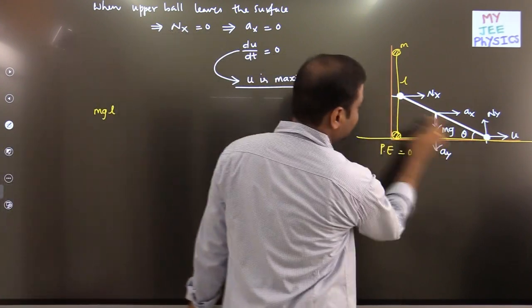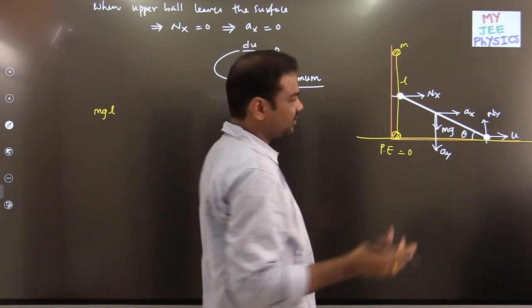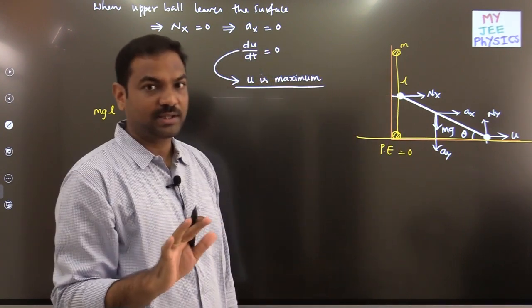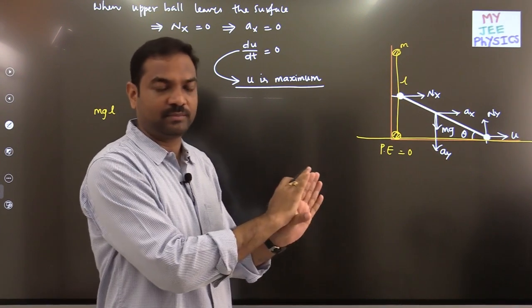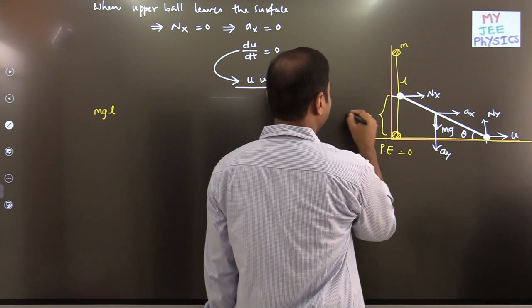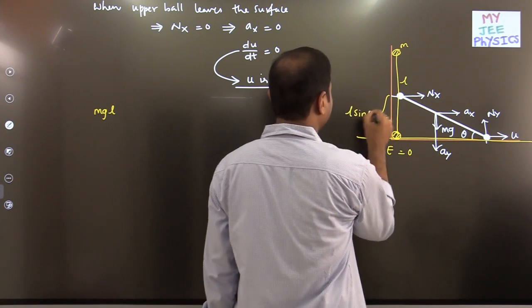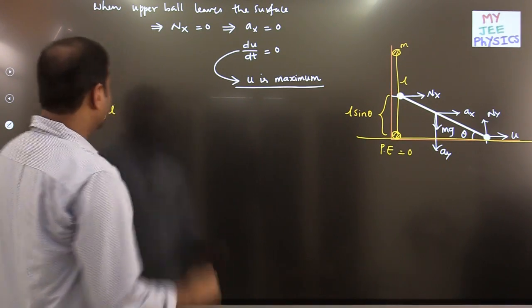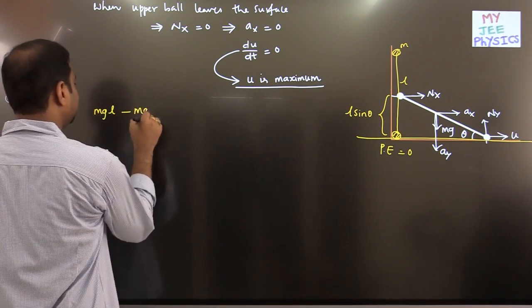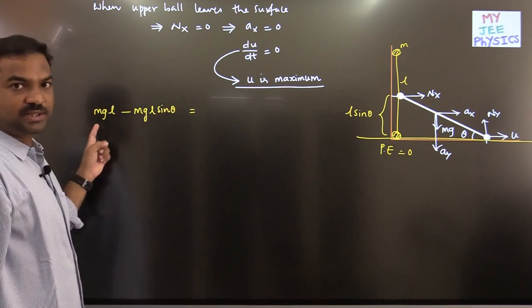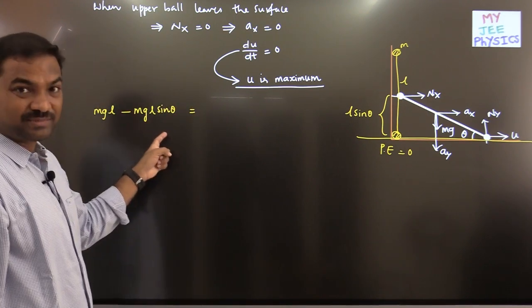Now at this position I am calculating at some angle theta. So a random angle theta I am calculating, not at the leaving position. I am not calculating the things at the leaving position, I am randomly calculating at an angle theta. If I take an angle theta, what is the height of the upper ball? I can write down L sin theta. Then what will the potential energy be? mgL into sin theta. Initial potential energy is mgL. Now potential energy is mgL sin theta.